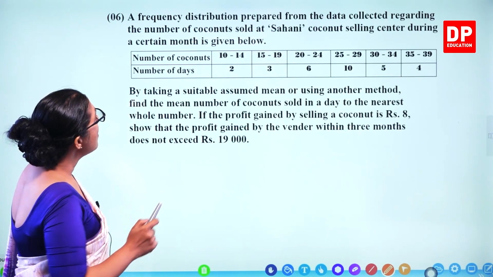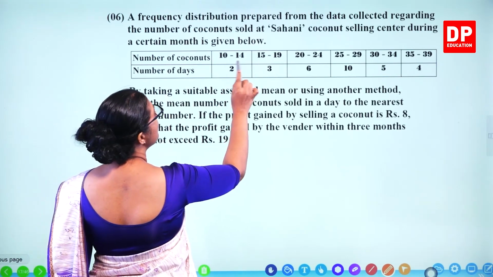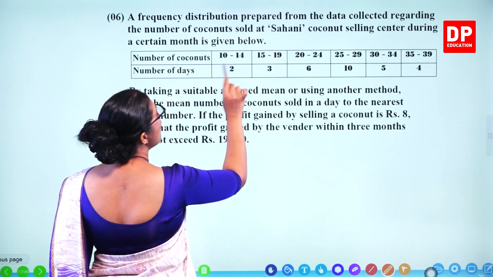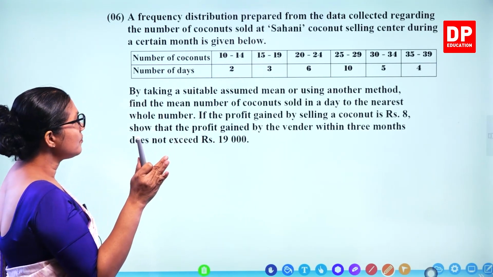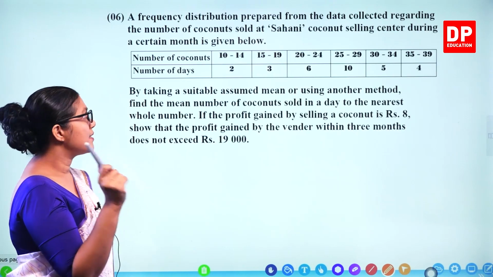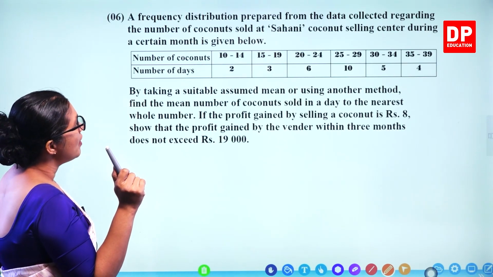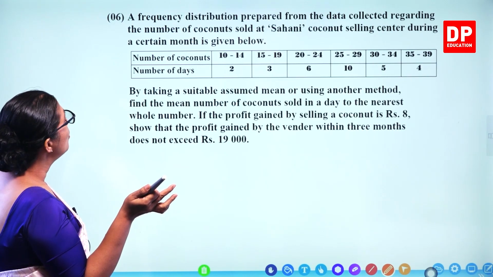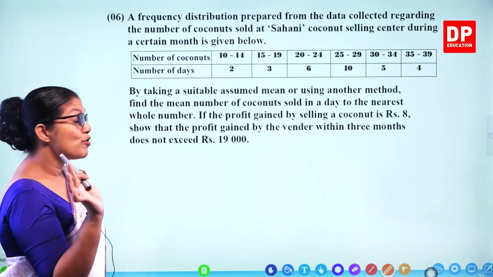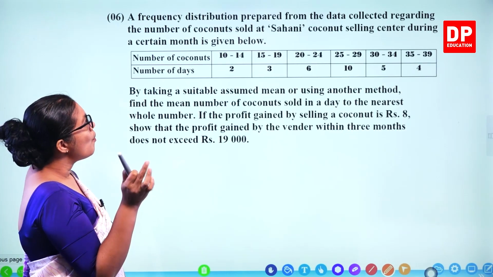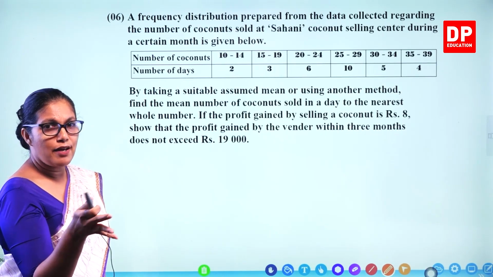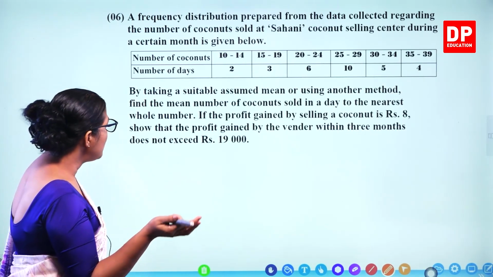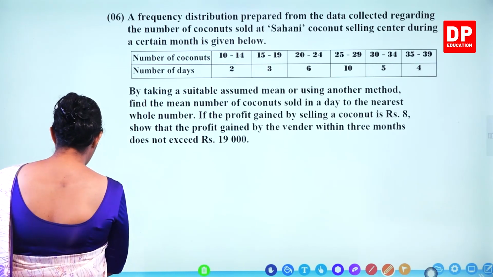So these are class limits. There's a gap. So make sure that when you are finding the width, you have to add 1 to that. Take the difference and add 1. But you don't need to find the width here. So we'll do it using both ways. How do you find the mean? You can take assumed mean or the other method. So we'll do both ways. So we'll calculate the mean.